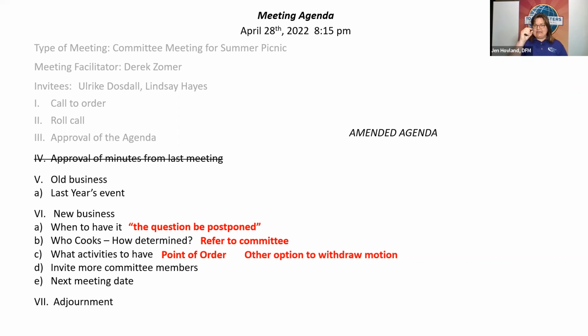This is the slight little window I told you about where you could withdraw your motion. So if Lindsay wanted to, when she was hearing crickets of nobody else or seeing people's response to her motion, she could have chosen to withdraw the motion. But if there would have been a second and Derek says, okay, there was a motion on the floor to have beer pong and keg stands, then it has to go to a vote. She can't withdraw the motion anymore.